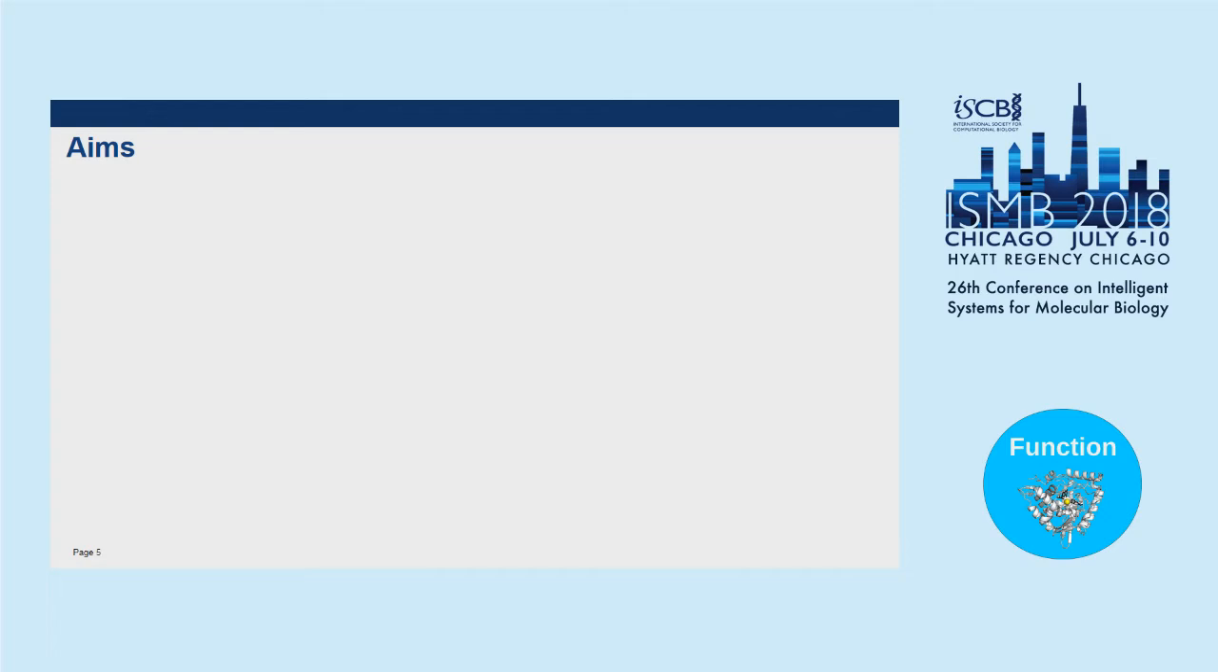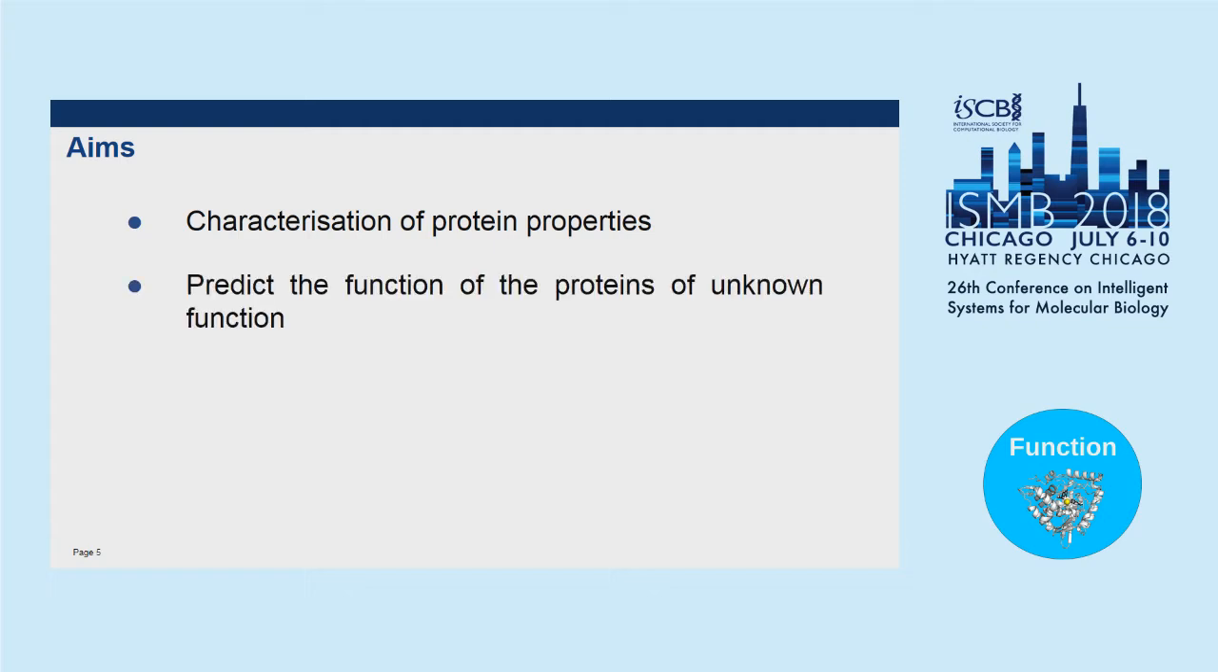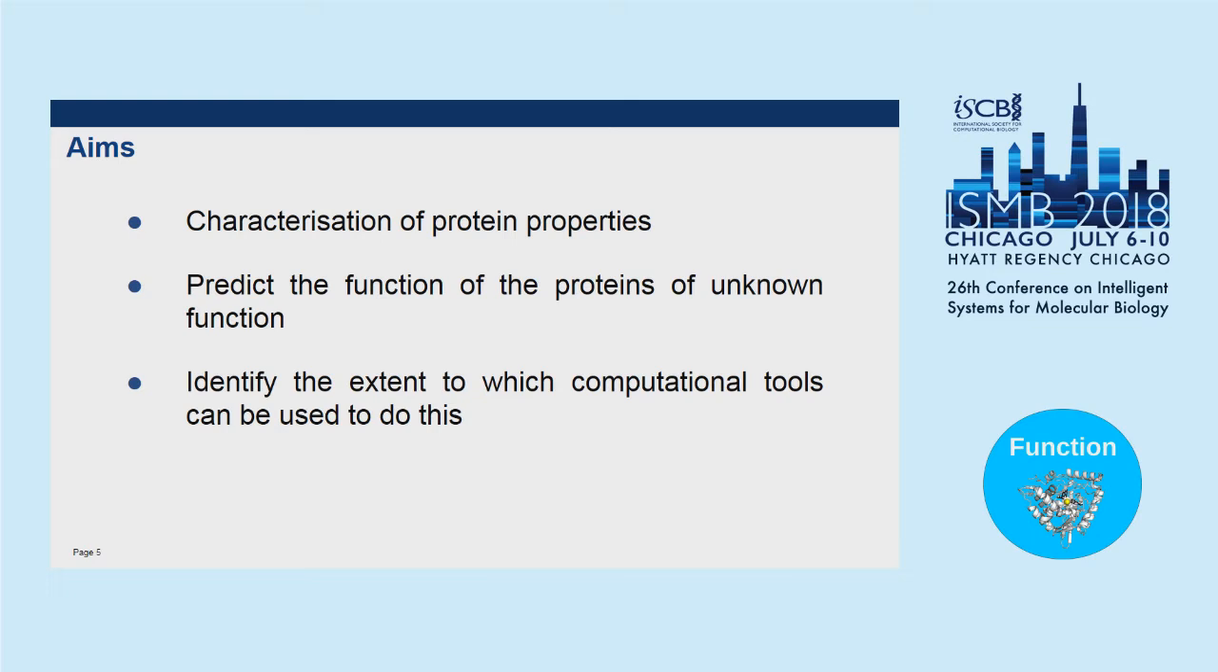The aims of this project were first to characterize the protein properties in these groups, to identify the differences, to find out why they were able to annotate some of the genes and some not. Then to use state-of-the-art computational methods to predict the functions of those proteins and identify the extent to which computational methods can be used to do this.